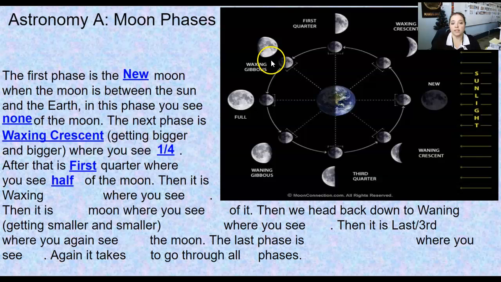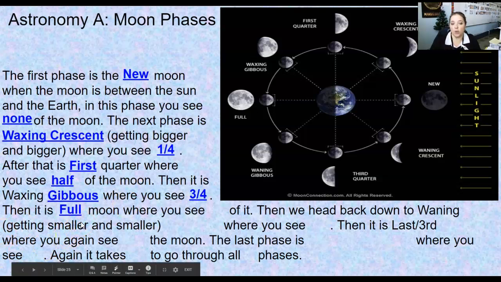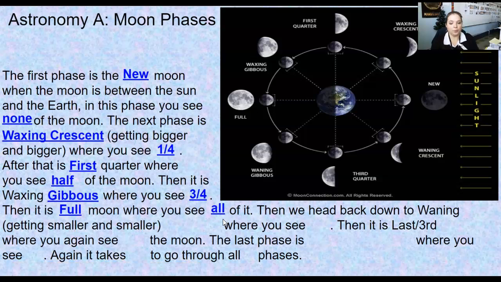Then it is waxing gibbous, where you see 3/4. So I know this is kind of corny, but if any of you've seen iCarly, you saw Gibby. And Gibby always likes to show his stomach. So I think I'm seeing like a big part of his stomach, only a little bit shaded. That's what gibbous is. And then you get the full moon where we see all of it, or our half the moon.